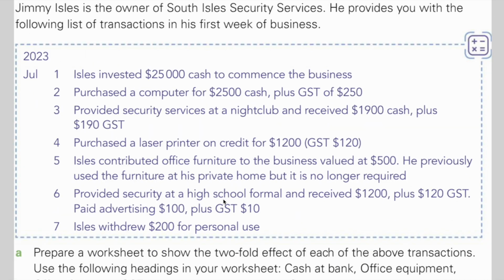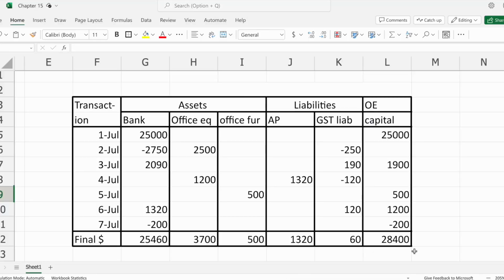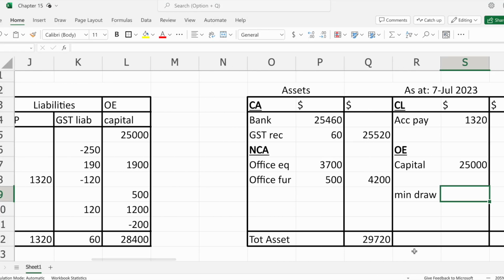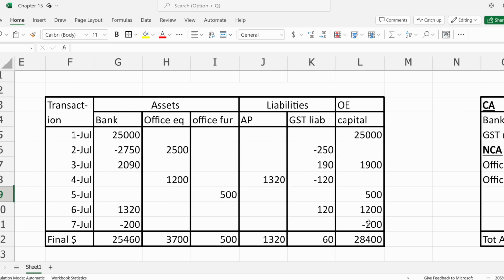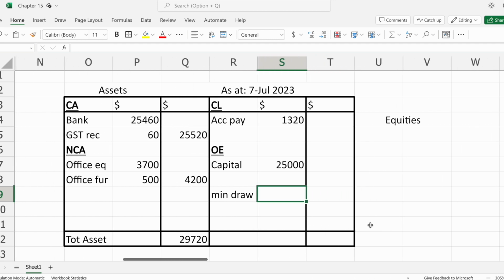let's see in this question, Islis withdrew. Look at the 7th of July. He withdrew $200 for personal use. So that is taking away $200 from the business, and eventually he's losing 200 from capital. So that is how much he drew. So we'll put this as 200.